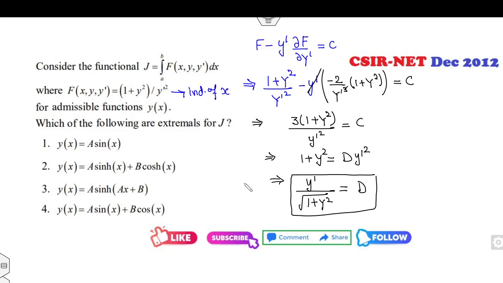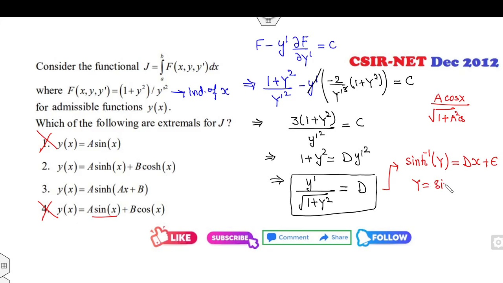Fine. Now look at the options. If you take the first option, a sin x, what is y dash? a cos x divided by 1 plus a squared sin squared. Is it a constant? No. Similarly, this is not a constant. Fine. Or you can integrate them. If you integrate the left hand side, what will happen? This is sine hyperbolic y. The right hand side will be dx plus e. So what is the value of y? y is sine hyperbolic of dx plus e, the right answer of this problem. So C is the correct answer of this problem.